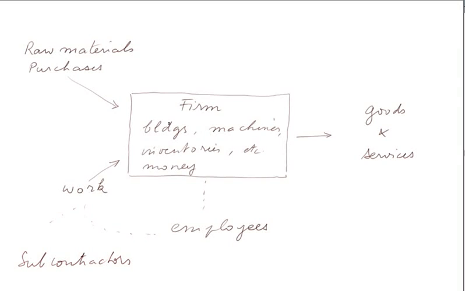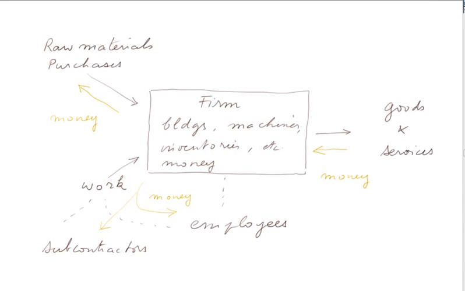And this is the flows of tangible goods and services. Let's look at the contraflow of money. These goods and services are sold on markets and exchanged for money. There is some reserve of money within the firm, and the firm with money pays for its raw materials and for its other purchases, and it also pays for the work it buys, either from its own employees or from subcontractors.